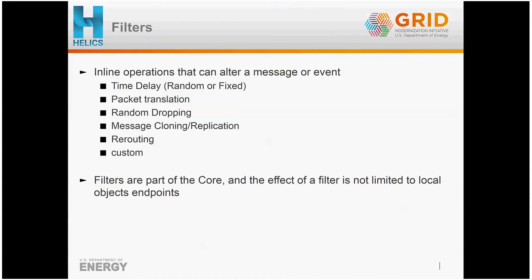So filters are inline operations, and they can alter a message or event. If you remember, we've previously talked about message interfaces, and these are packets of information that get sent from one federate to another, and they can be altered in a number of ways. There's some pre-built filters in HELICS. These include time delays, randomly dropping, cloning, rerouting, and you can also specify custom filters. Filters are part of a core, and so their effect is not limited to local endpoints. So you can create a filter on any federate or core in the federation and have it interact with any other endpoint in the system.